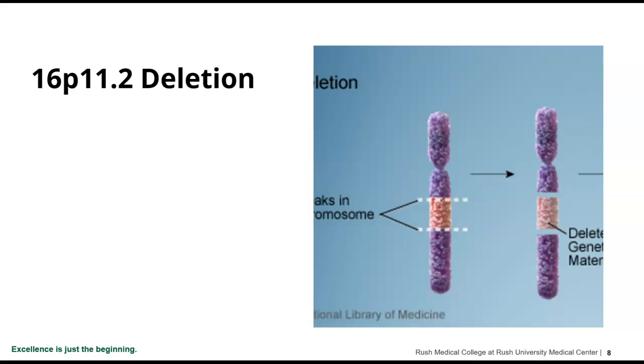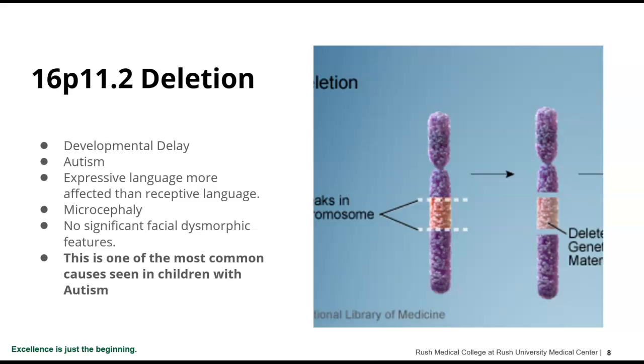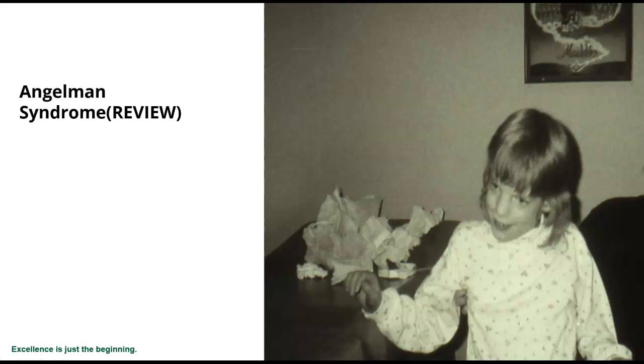So let's first talk about 16p11. And until we started doing microarrays, nobody ever even heard of this, and it's now one of the most common causes of developmental delay in autism. That's caused by chromosomal abnormalities. Expressive language is more affected than receptive. They have microcephaly. They don't really have any facial dysmorphic features. And like I said, this is one of the most common causes of autism in children. And so it's an interstitial deletion, a deletion in the middle of 16, and it reanneals. Why that's a hot spot, I'm not sure.